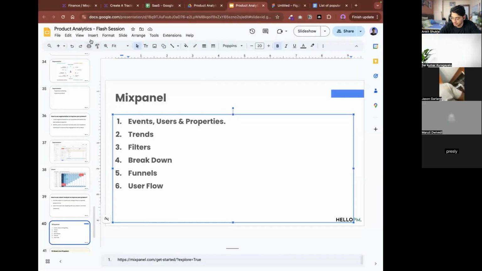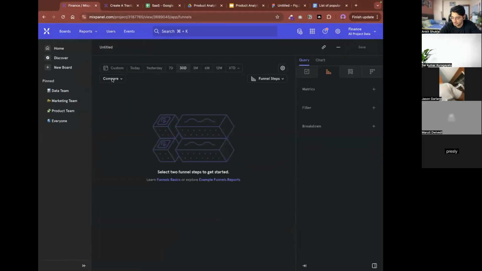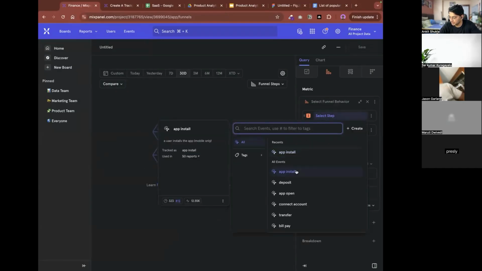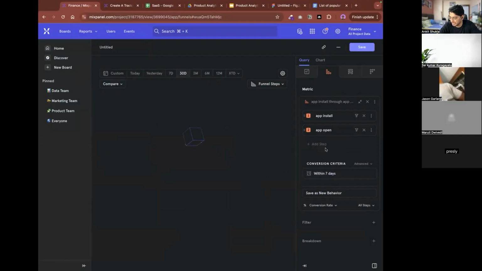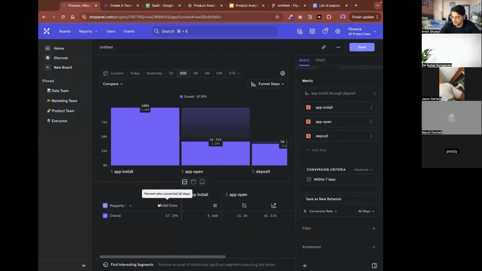Yes. And then how to create the funnels? Very simple. Just go to reports, go to funnel, take the events. Number one step is people who are installing the app. Number two is people who are opening the app. And number three is people who are depositing any money. So this is the simple funnel that you can see. And in here, you can also create any kind of breakdowns or anything that you want.